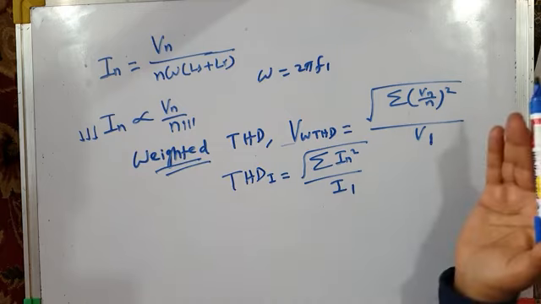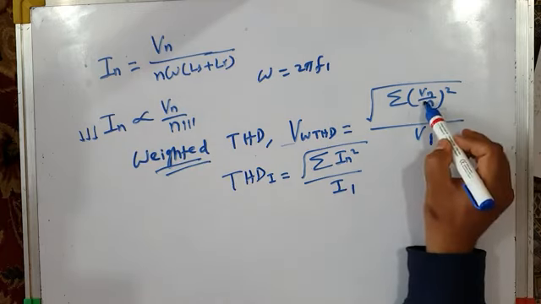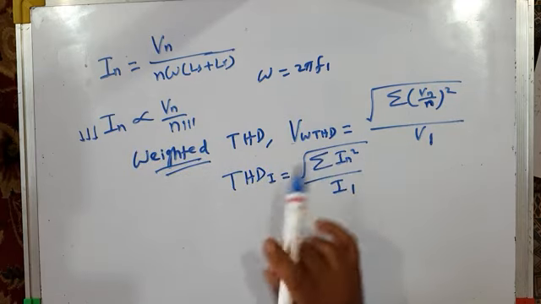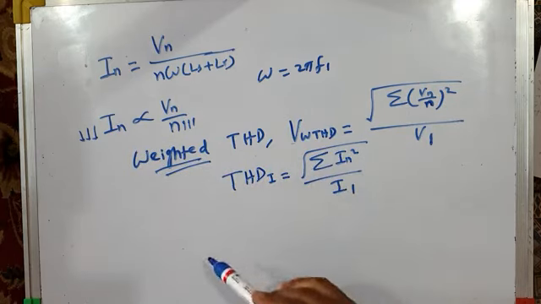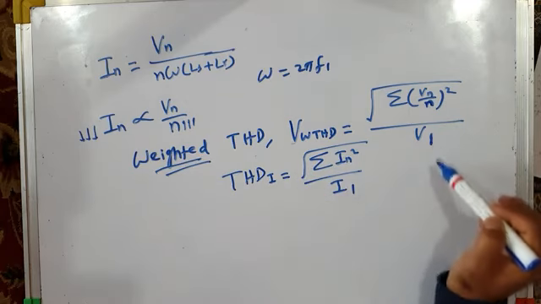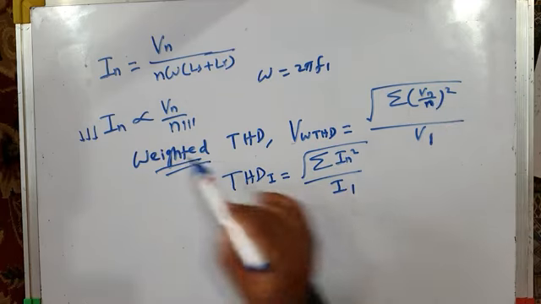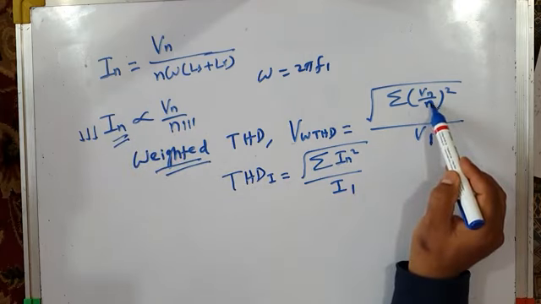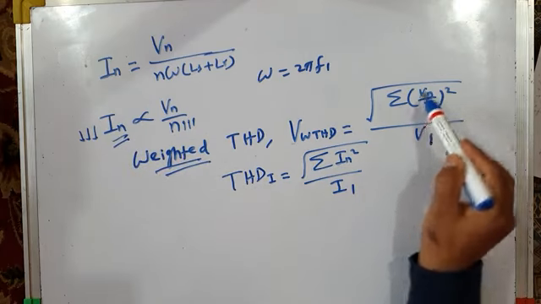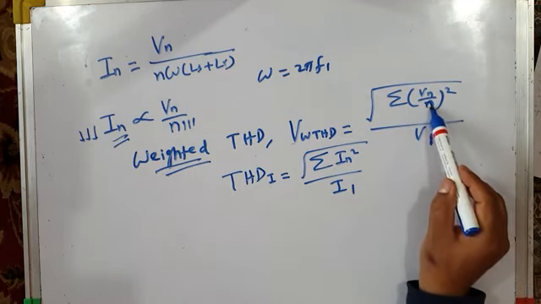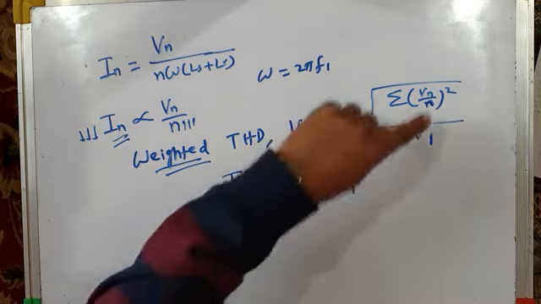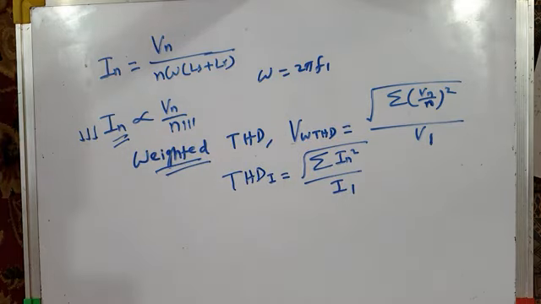If the switching frequency is very high, the harmonic order N will be very large and In will be very, very small. So even though the actual THD of the voltage may be very high, the weighted THD will be very, very small, because this Vn by N basically represents the harmonic current because of harmonic voltages at a high value of harmonic order, which will be extremely small. So in that case, weighted THD will be very, very small.